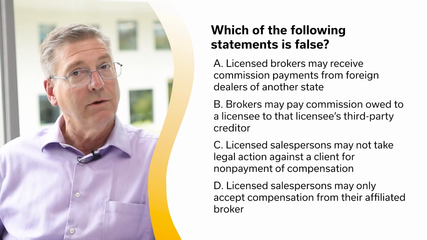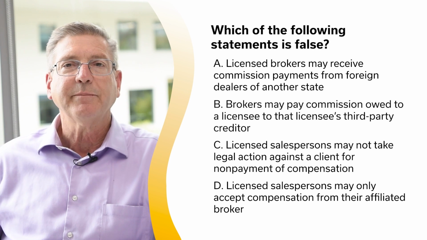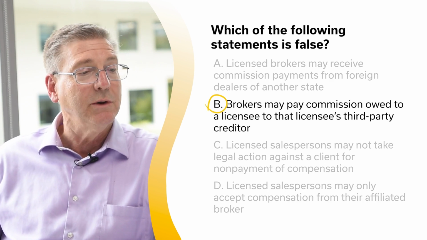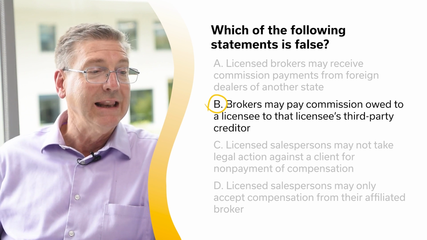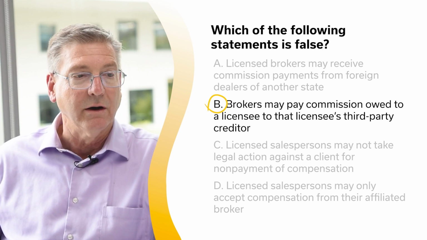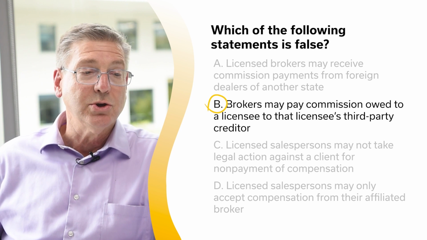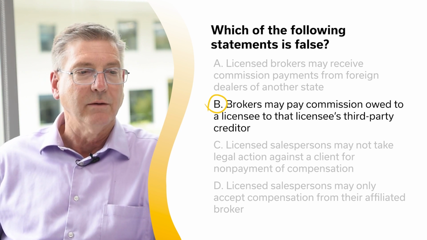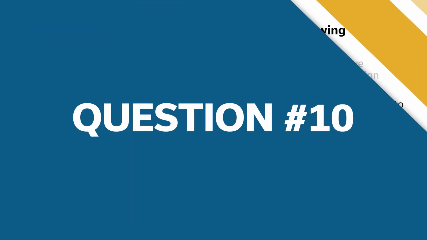The correct answer of the false one is B. Brokers may pay commission owed to a licensee to that licensee's third-party creditor. Compensation due to a licensee may not be paid to the licensee's third-party creditor, only directly to the licensee.